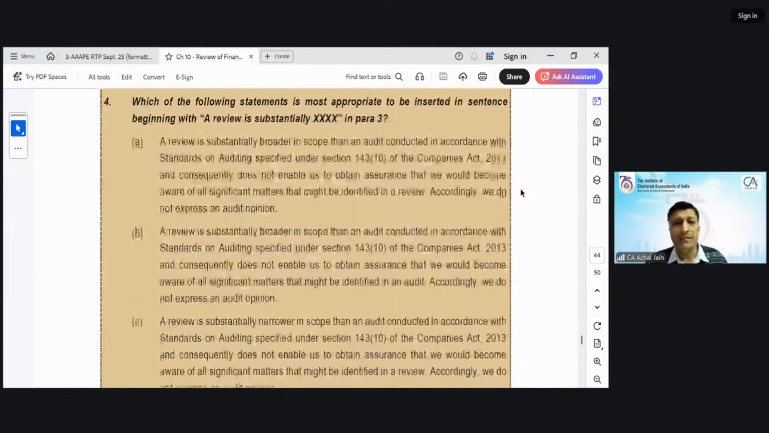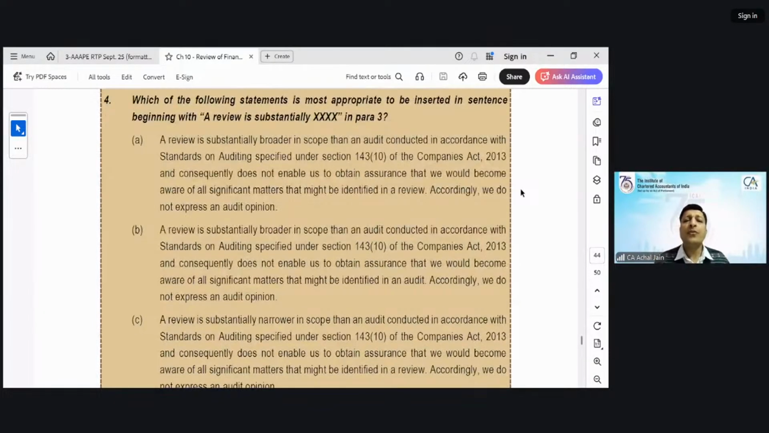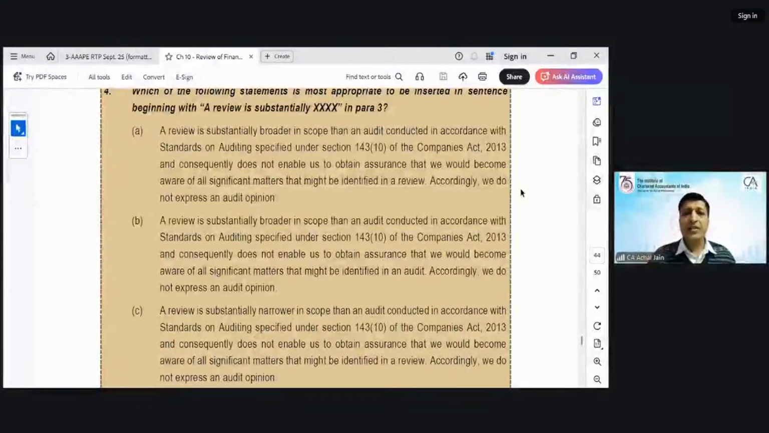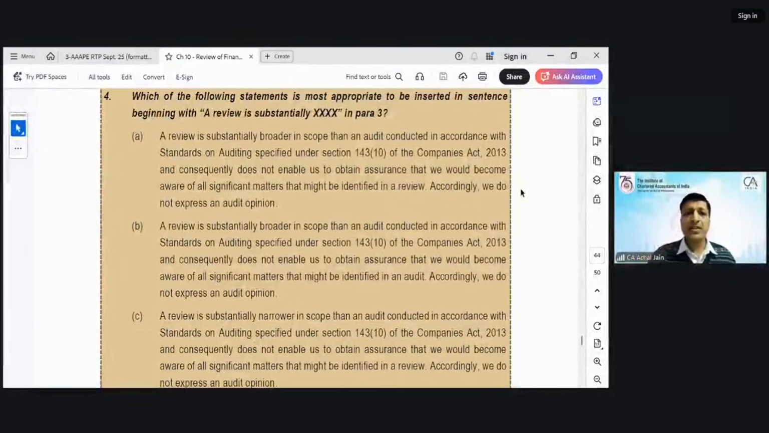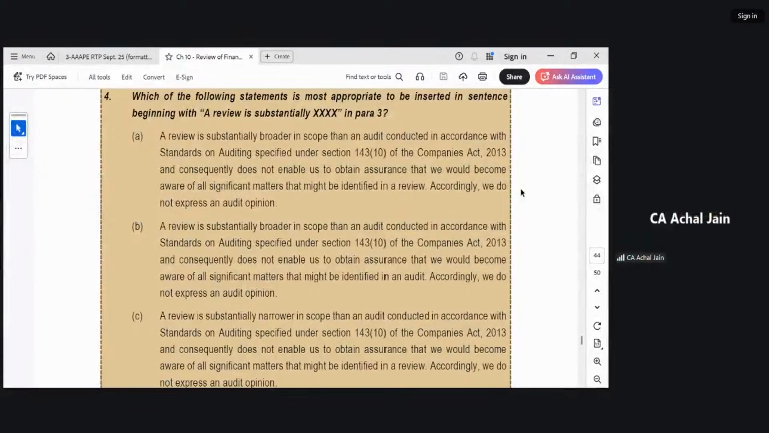Next, which of the following statements is the most appropriate to be inserted in the sentence beginning with a review is substantially XXXX in para 3. So you can just read this. Give me a couple of minutes. I'll be back. In the meantime, you can read this.